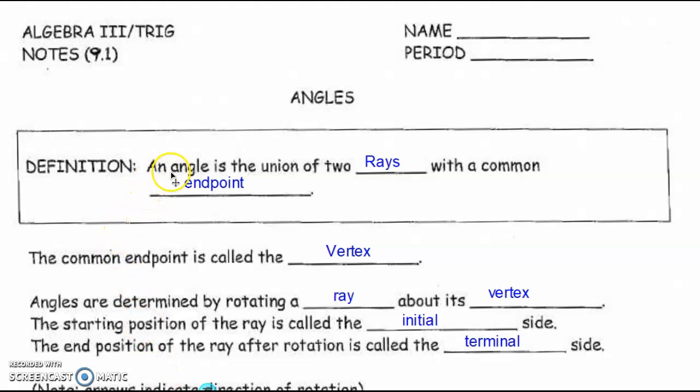So here we go. An angle is a union of two rays with a common endpoint. And you know what angles look like. If I quickly drew one here, there you go. Put an arrow on it. And there's the common vertex. So it's two rays with a common vertex. The endpoint is called the vertex right there.